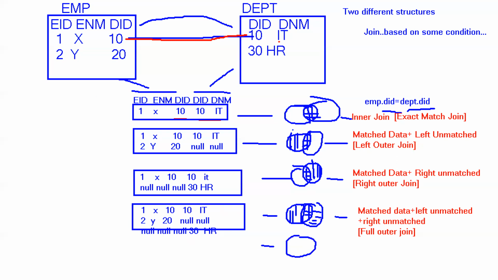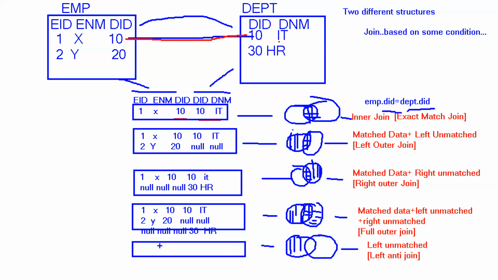But my scenario is this. Only left-hand side unmatched data I want, like this. Left unmatched. This is called left anti-join. 2, y, 20, null, null, because department table data is not available, so null. Only this is the record which is not matching. 20 not matching. So this record only.